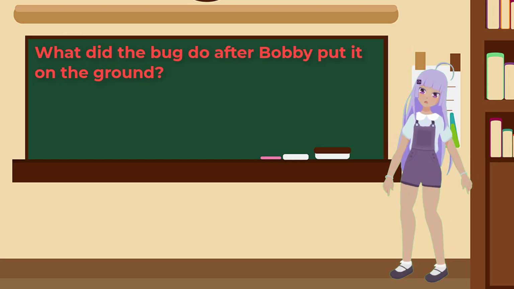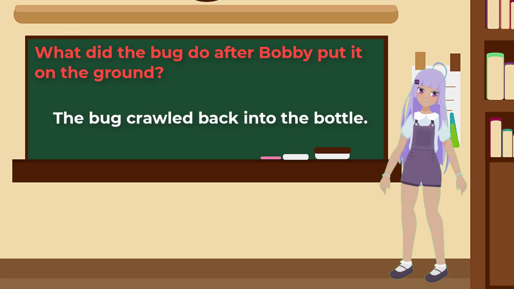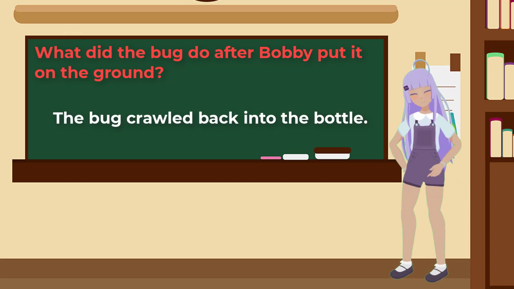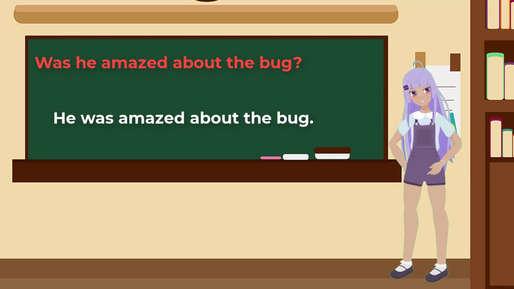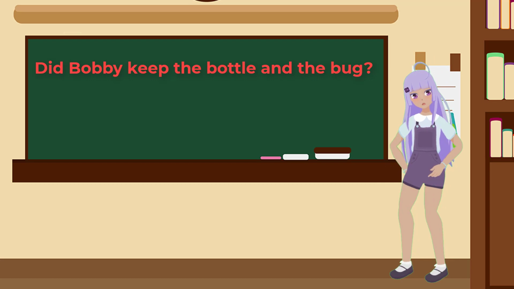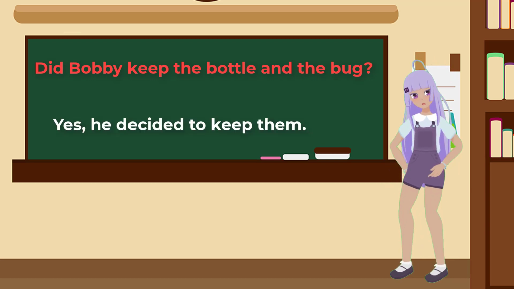What did the bug do after Bobby put it on the ground? The bug crawled back into the bottle. Was he amazed about the bug? He was amazed about the bug. Did Bobby keep the bottle and the bug? Yes, he decided to keep them.